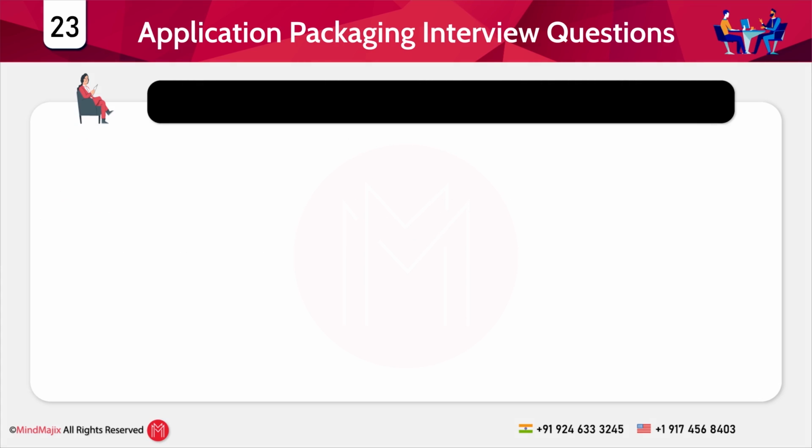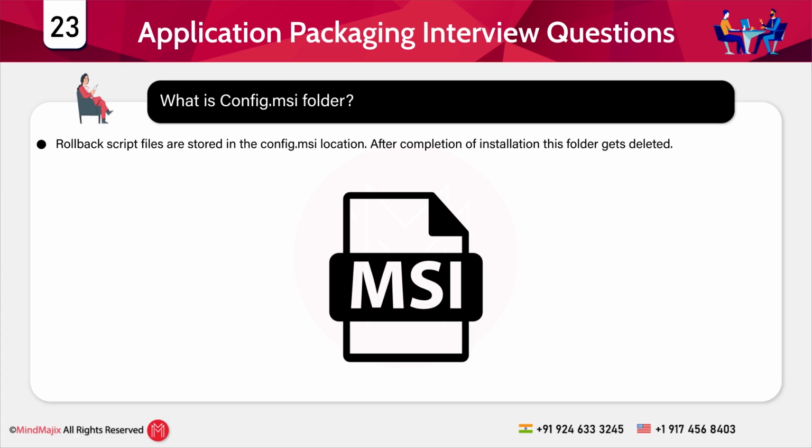Question number 23. What is the config.msi folder? Rollback script files are stored in the config.msi location. After completion of installation, this folder gets automatically deleted. The config.msi folder is a hidden folder within the root drive of the Windows operating system, usually located in the C drive. It is normally used by the Windows installer during the installation of software. Usually it saves files with the extension RBS or RBF.